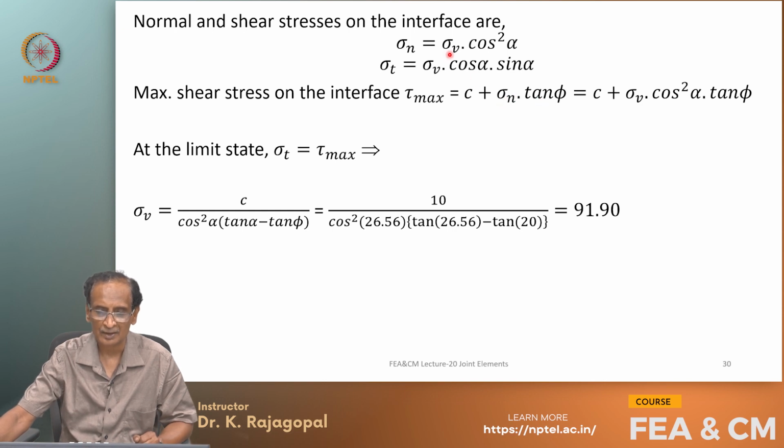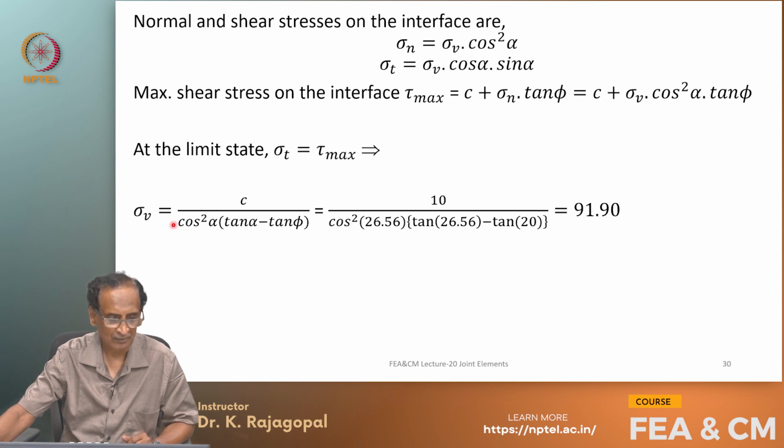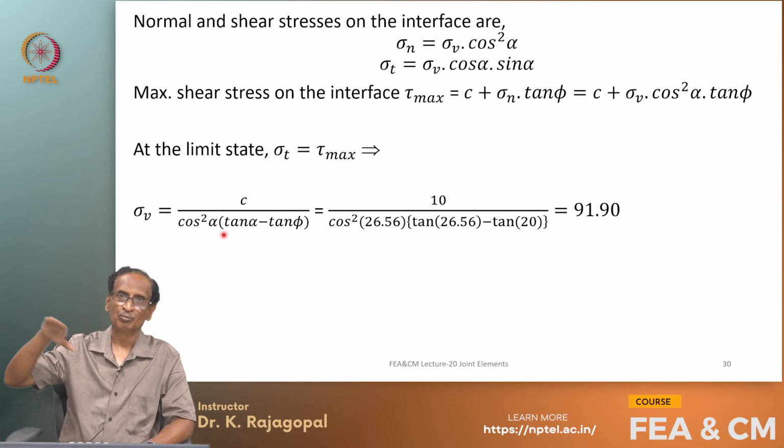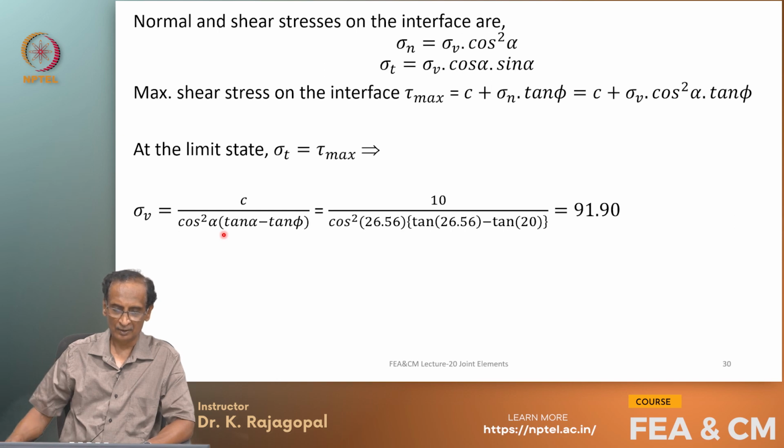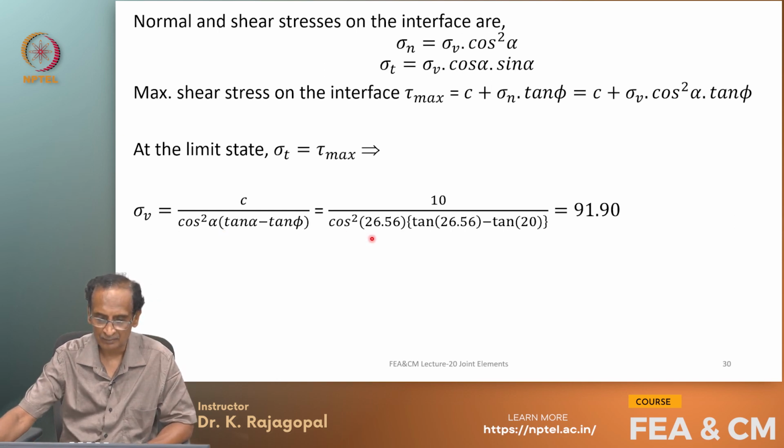Our sigma n is sigma v times cosine square alpha, and so we can get the maximum shear stress like this. At the limit state, sigma t should be equal to tau max, and by equating these two we can get an equation for sigma v. Sigma v is C by cosine square alpha times tan alpha minus tan phi. The C is given as 10, alpha is 26.56 and phi is 20 degrees, and so this is 91.90.